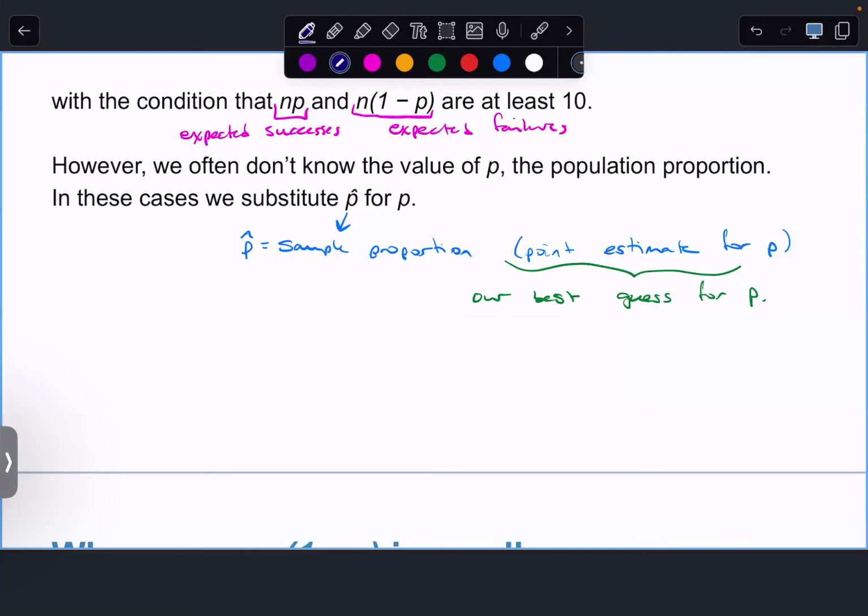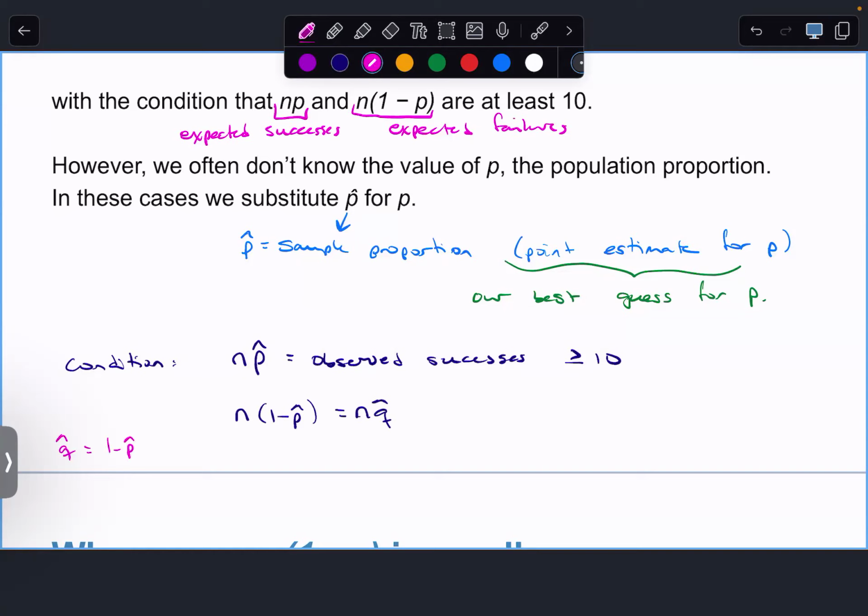So then for the condition, what you're going to check is that n times p hat, which is the observed successes, has to be greater than or equal to 10. And n times 1 minus p hat, which is n times q hat, right? Q is 1 minus p, so q hat is 1 minus p hat. It's whatever the p is, 1 minus p. So n times q hat, which is the observed failures, has to be greater than or equal to 10.